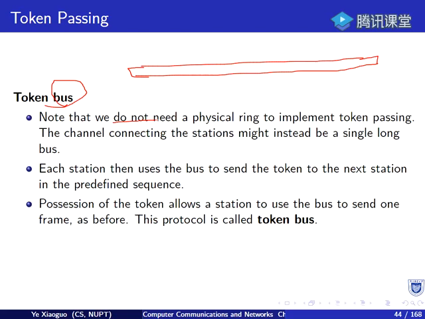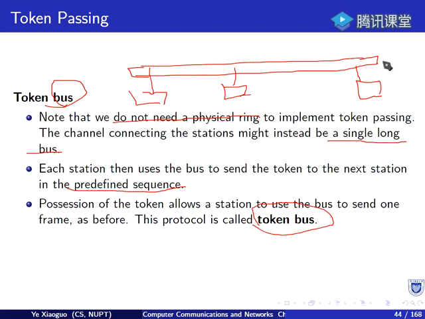But we do not need a physical ring to implement token passing. The channel connecting the stations might instead be a single linear bus like this, a single bus with stations, right? This is a station, this is a station. Each station then uses the bus to send the token to the next station in the predefined sequence. This sequence is a logical sequence. It is different from the physical ring of token passing, but it is a predefined logical sequence. Possession of the token allows a station to use the bus to send one frame as before. This protocol is called token bus.